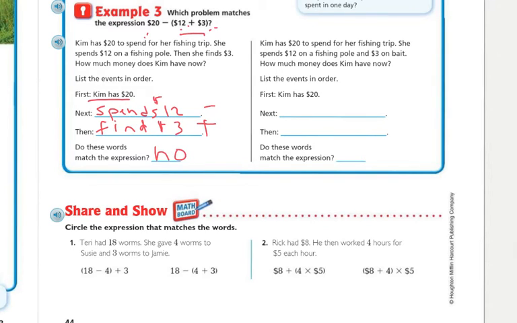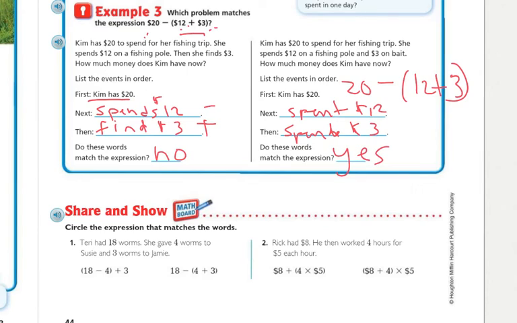So looking at the second problem, we have Kim has $20 for her fishing trip. She spends $12 on a fishing pole and $3 on bait. How much money does Kim have now? List the order of events. First, Kim has $20. Then she spends $12. Then she spends $3. So on this one, she's subtracting the 12 plus the 3 from the 20. So yes, this does meet my expression.